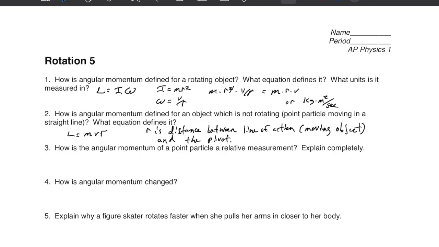How is the angular momentum of a point particle a relative measurement? Explain completely. The angular momentum of any object must be taken about a specific pivot point, and it's different for different pivot points. So depending on the pivot point, that's why it's a relative measurement.